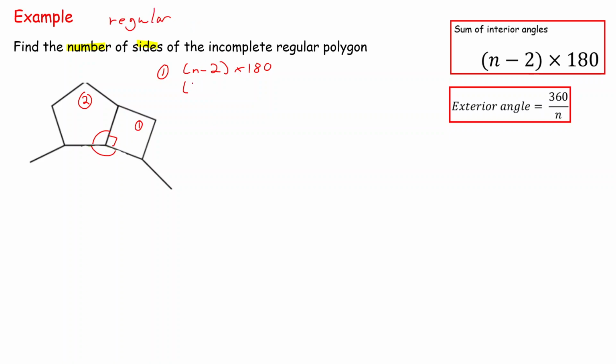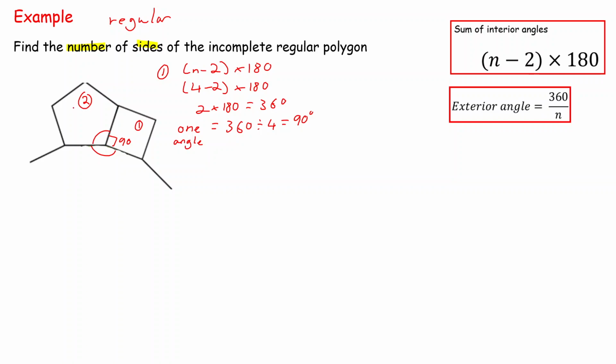So the number of sides here is going to be 4. So 4 take away 2 times 180. 4 take away 2 is 2, times 180 is equal to 360. And of course, to get one angle, you can divide by the 4 angles in that shape. So one angle is going to be equal to 360 divided by 4, which is equal to 90 degrees. So this angle here is going to be 90.